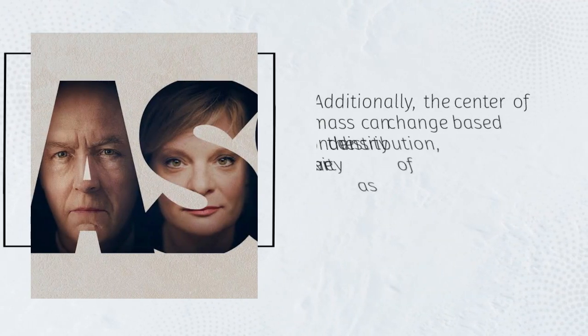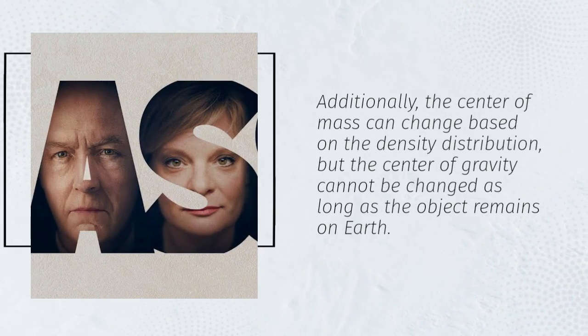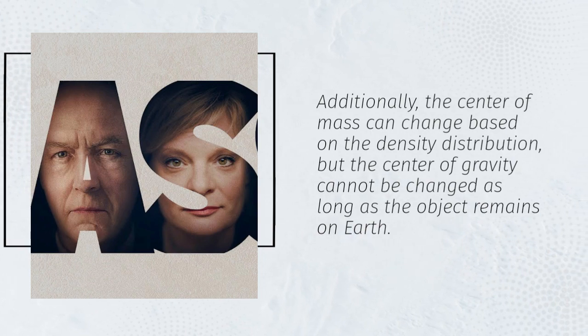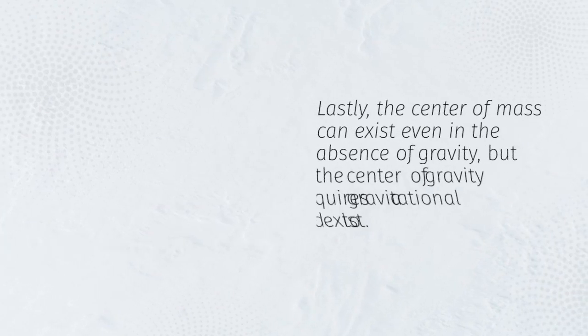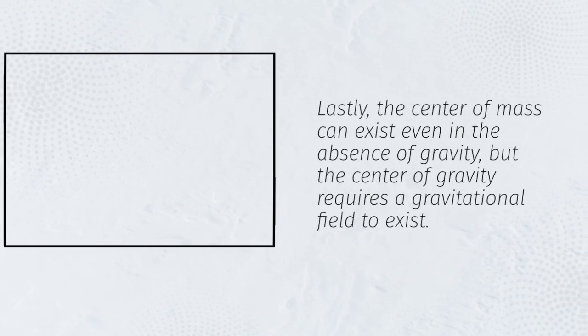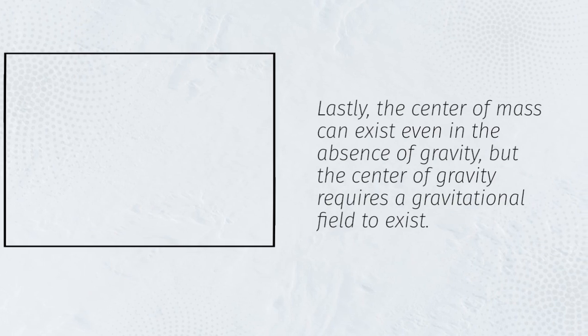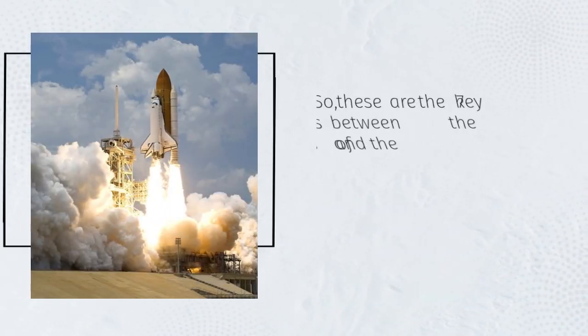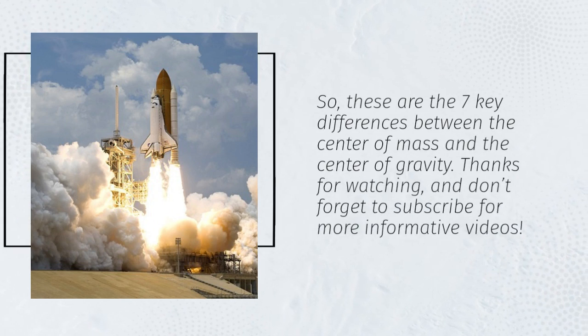Additionally, the center of mass can change based on the density distribution, but the center of gravity cannot be changed as long as the object remains on Earth. Lastly, the center of mass can exist even in the absence of gravity, but the center of gravity requires a gravitational field to exist. So, these are the 7 key differences between the center of mass and the center of gravity.